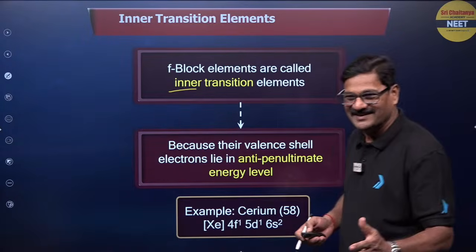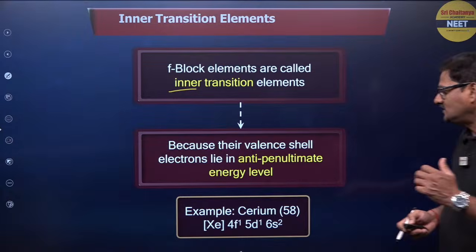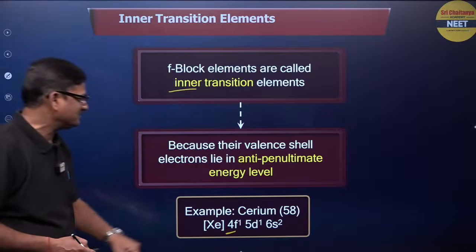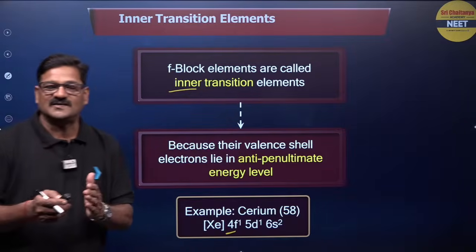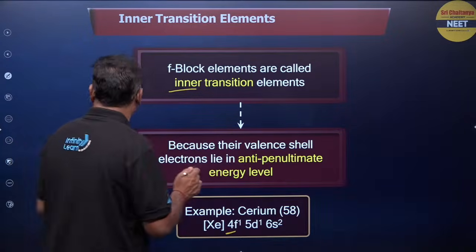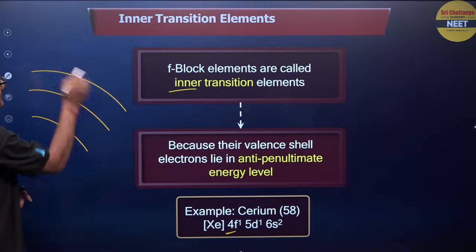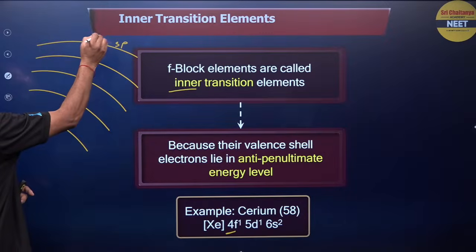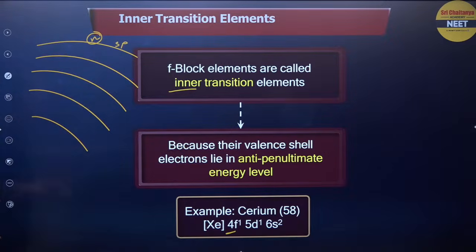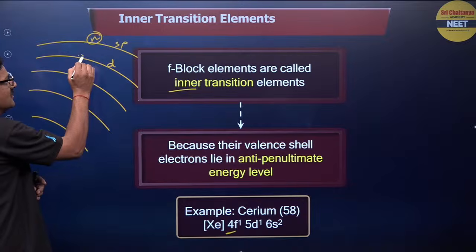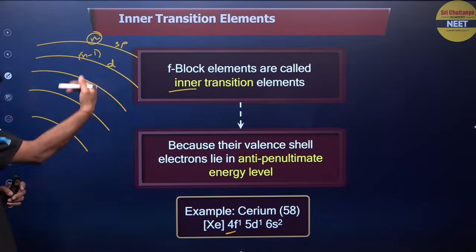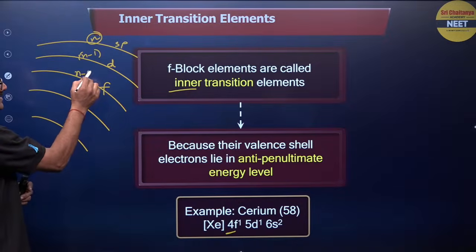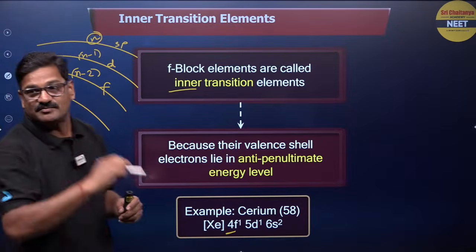Do you agree with me? Right. Now, in that you can see it is cerium 58, 4f1. So, always you see when the electrons are being filled, s orbital and p orbitals are filled in the ultimate shell, last shell. D orbitals are filled in penultimate shell, so last but one shell. F orbitals are filled in anti-penultimate shell, last but two shell.